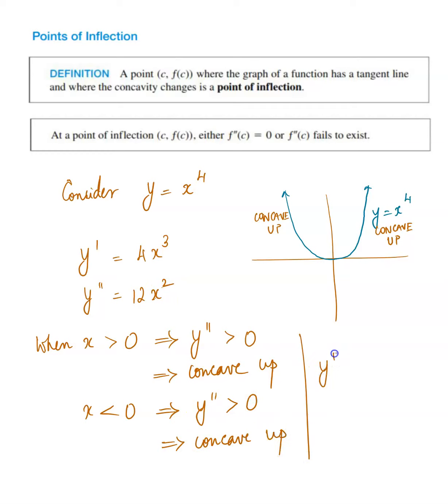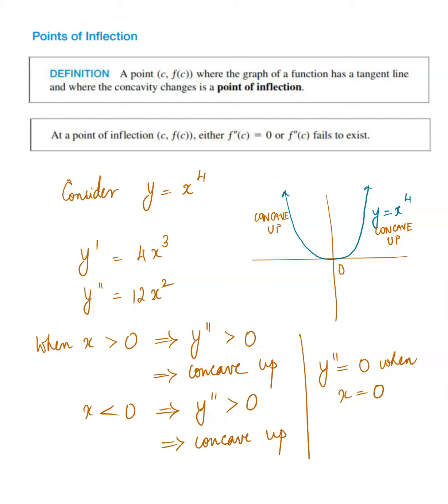However, y double prime will become 0, is equal to 0 when x is 0. So if you look at this definition here, at a point of inflection, either f double prime is 0 or it fails to exist. So that was an additional condition. We do have y double prime equal to 0 here. So is that a point of inflection? Is 0 a point of inflection?